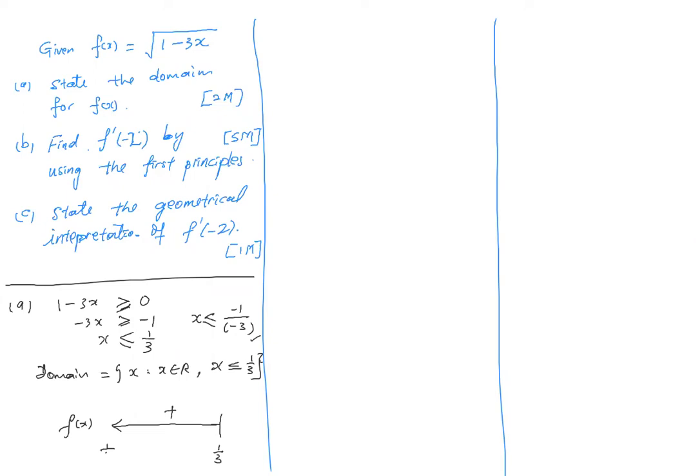Good. Now when we talk about first principle for part B, some of you prefer to use the formula. Whoever prefers to use the formula, you can just use the formula. If you're comfortable with the formula, you go ahead and use it. I'm not going to deduct your mark. So this will be f(-2 plus h) minus f(-2), divided by h. I prefer not to, because I'm not good at simplifying, so I do it step by step.